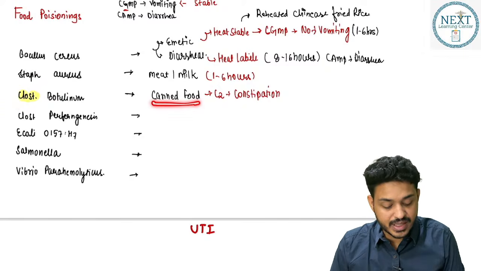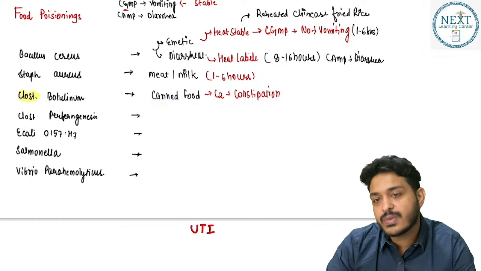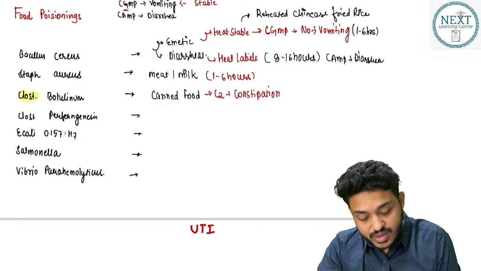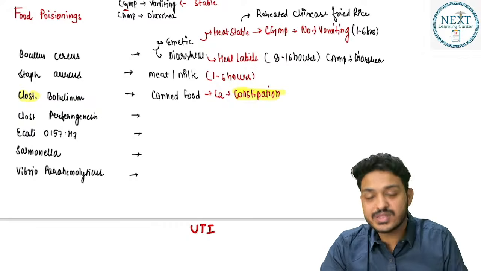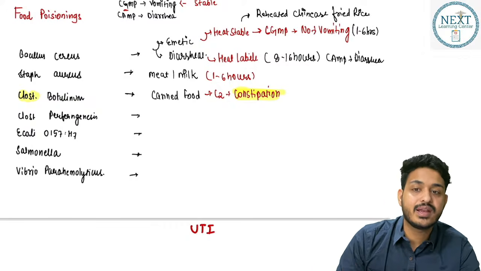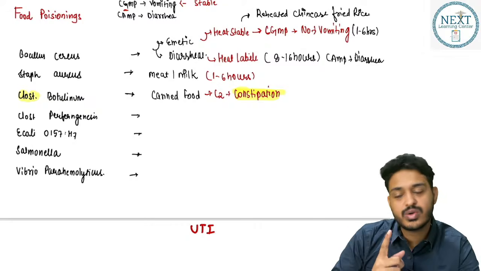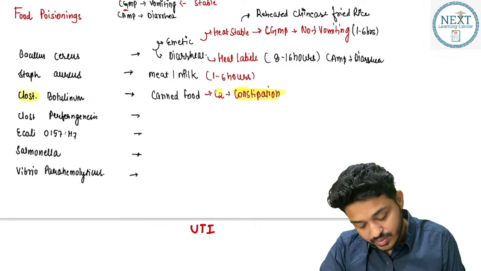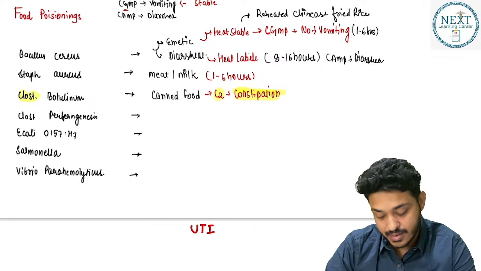So this is going to be the canned food, and this is going to be what? This is an important one. You can remember the food poisoning. Generally we think about vomiting, diarrhea, but this is a food poisoning which is causing what? Constipation. Important. This is going to be your C2 enterotoxin that can be there, right?